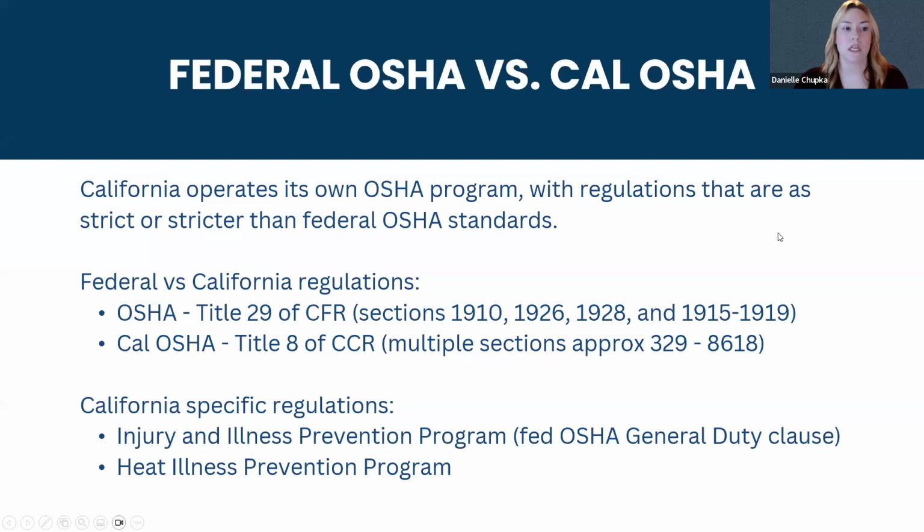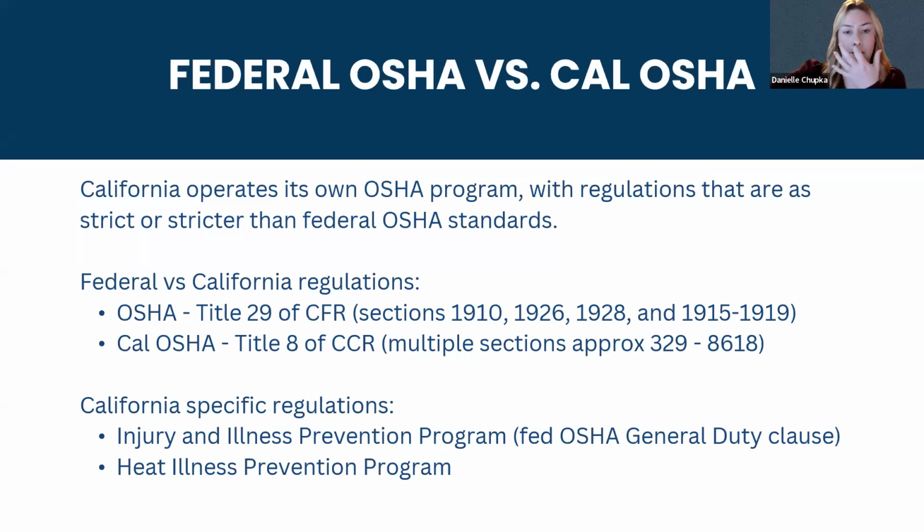The difference between the federal versus California regulations is going to be the way that they are titled. Federal OSHA standards usually just say OSHA by itself. They're under Title 29 of the Code of Federal Regulations. These are some of the sections that you'll find them under. Cal OSHA is under Title 8 of the California Code of Regulations, and they have sections anywhere from 329 to 8618.